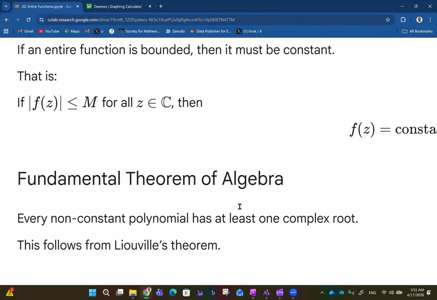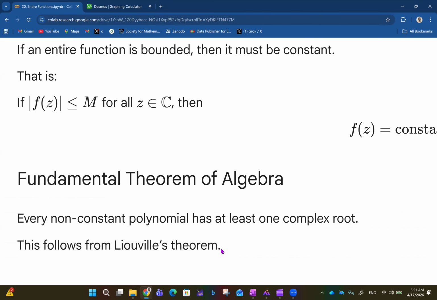Okay, fundamental theorem of algebra. We consider this under polynomial equations. The fundamental theorem of algebra says that every non-constant polynomial has at least one complex root. This follows from Liouville's theorem. So if the polynomial is of degree 3, it has at least three solutions, maybe all complex or some complex and some real or all real, whatever.